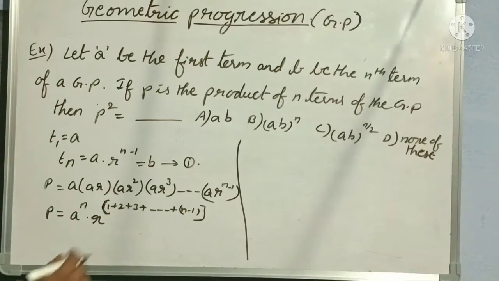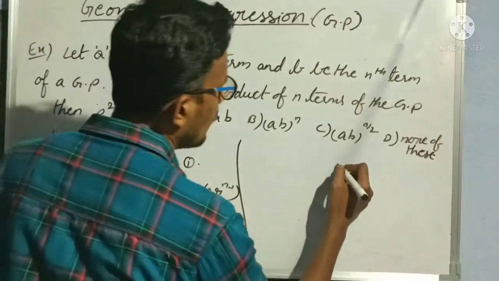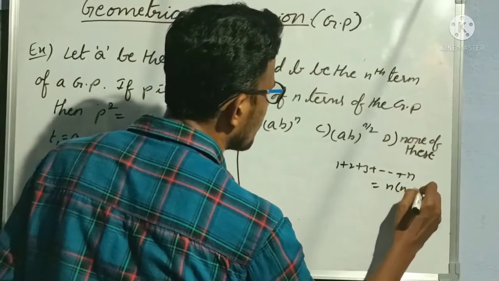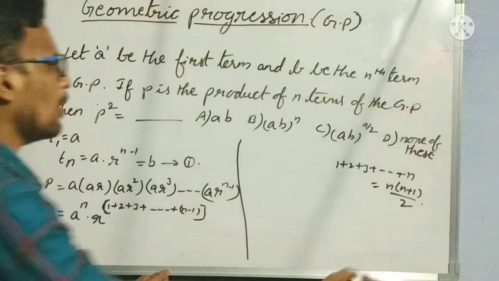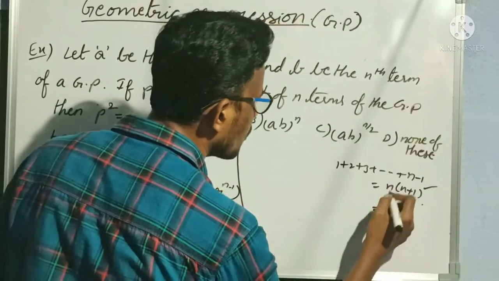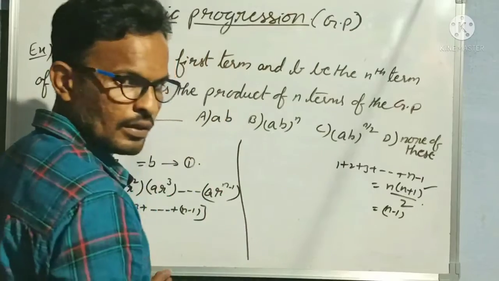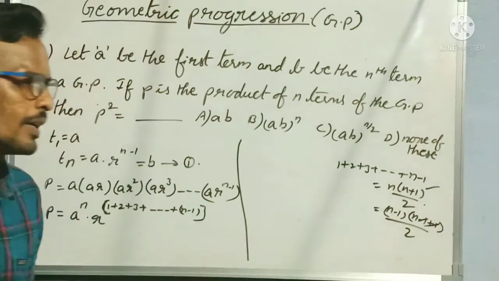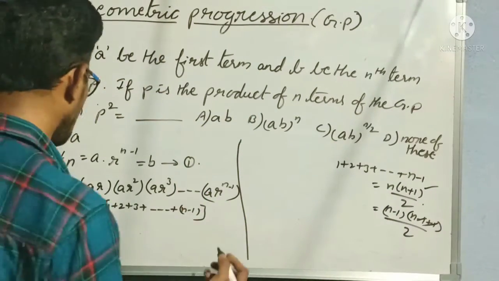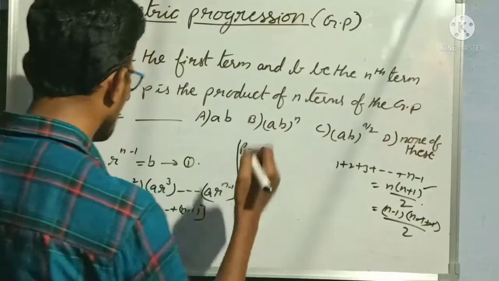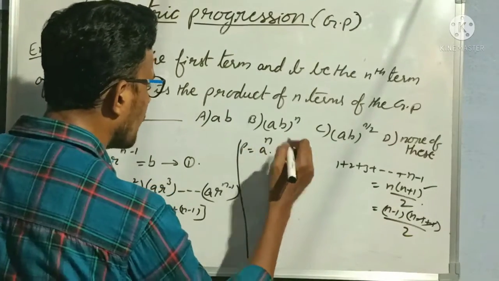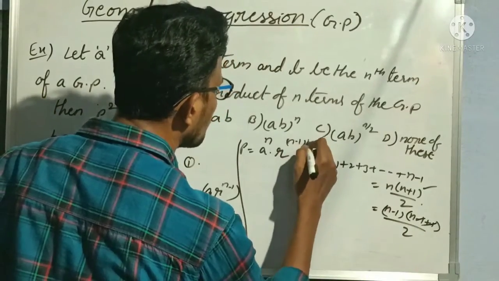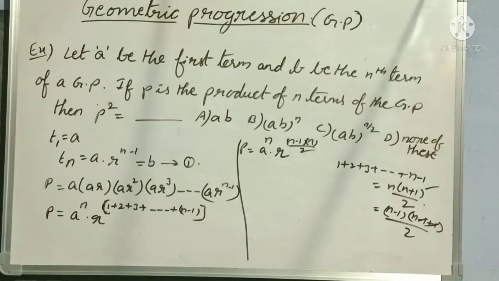So we have one formula for the sum of n terms of an AP: 1 plus 2 plus 3 plus and so on up to n is equal to n into n plus 1 by 2. This is a very important formula. But here we want up to n minus 1, so in the place of n we have to keep n minus 1: n minus 1 into n minus 1 plus 1 by 2. Minus 1 plus 1 gets cancelled. So P is equal to A power n into r power n minus 1 into n by 2.